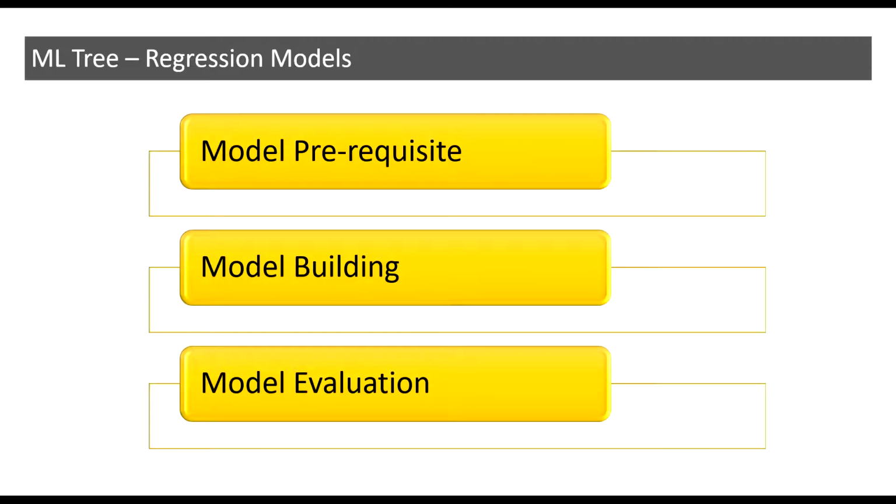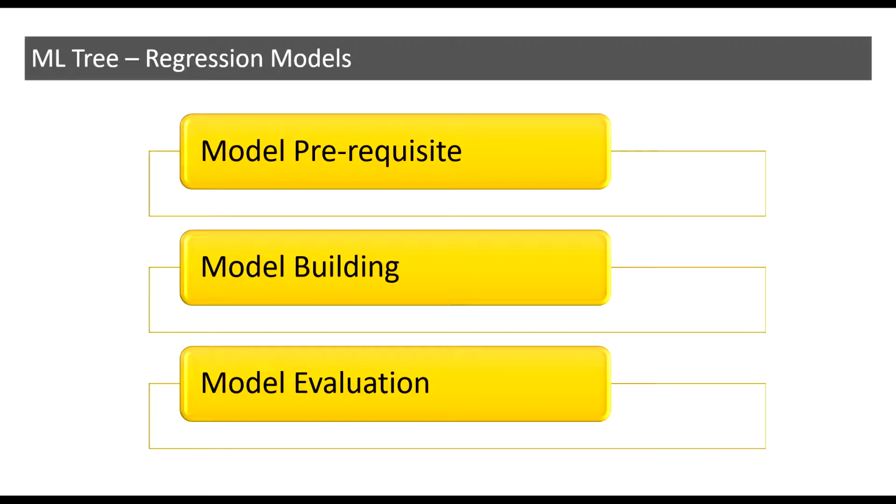So, for every machine learning model we build from here on, we will have three important stages, namely model prerequisite, model building, and finally model evaluation. In the first stage, that is model prerequisite, I will be explaining the theoretical concepts we need to know before we build or deploy a particular model.